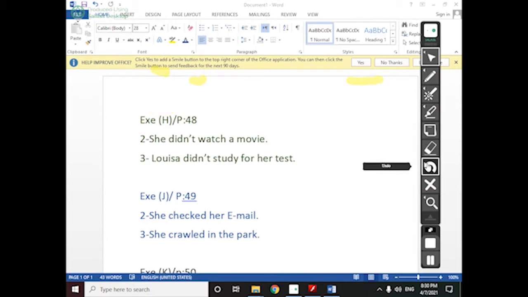Exercise H: read and write negative sentences. The first one is done for you. Louisa helped her mom. I am going to change this sentence from positive to negative. Since I have a verb ending in ED, I am going to replace the ED with did and return the verb to its base form. It becomes, as it is in your book: Louisa didn't help her mom. I ask you please to write this note.